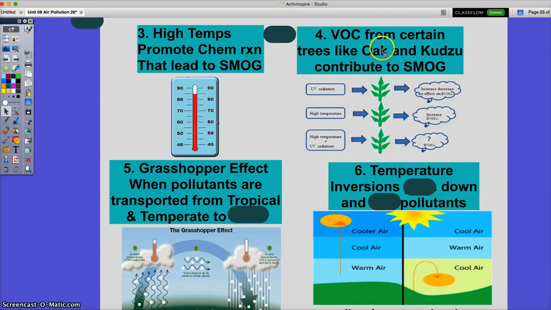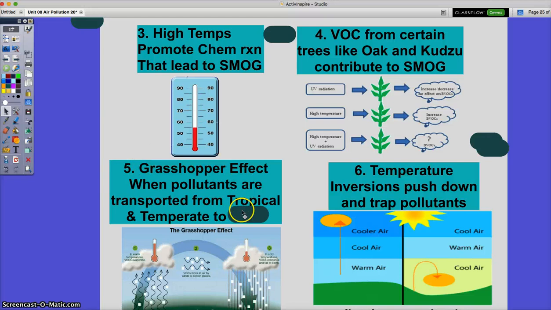Oak is a living tree, right? Kudzu, in parentheses, I want you to put invasive species. They produce an excess amount of volatile organic compounds, and this also contributes to smog. So smog is obviously a problem. Then we've got temperature inversions, which, actually, I'll leave this one for last. They push down and trap pollutants, and I'm going to explain this first.